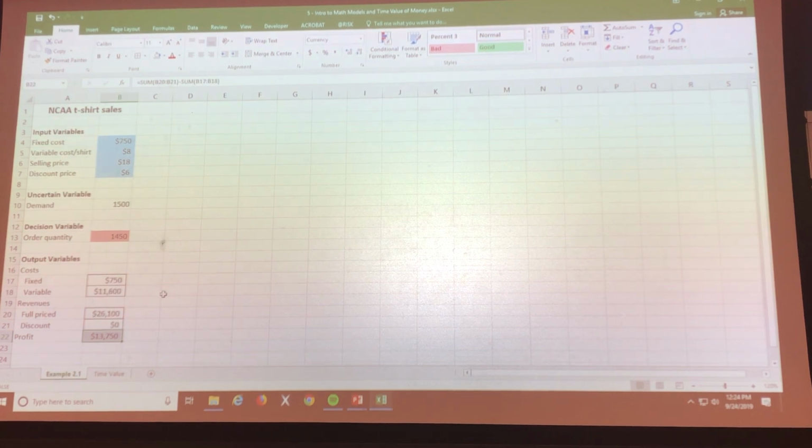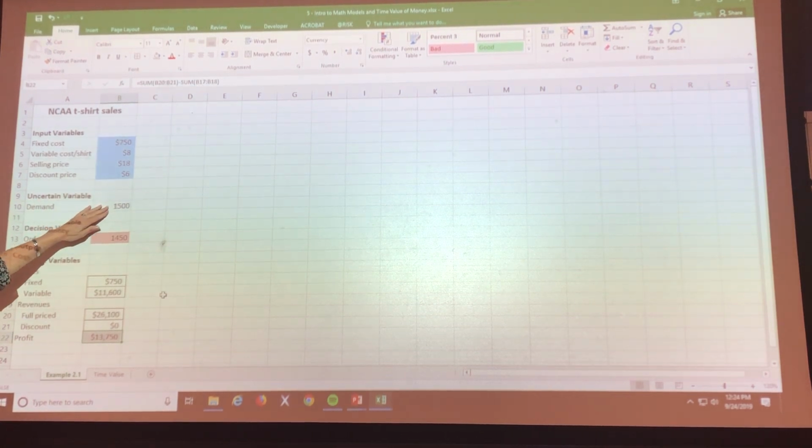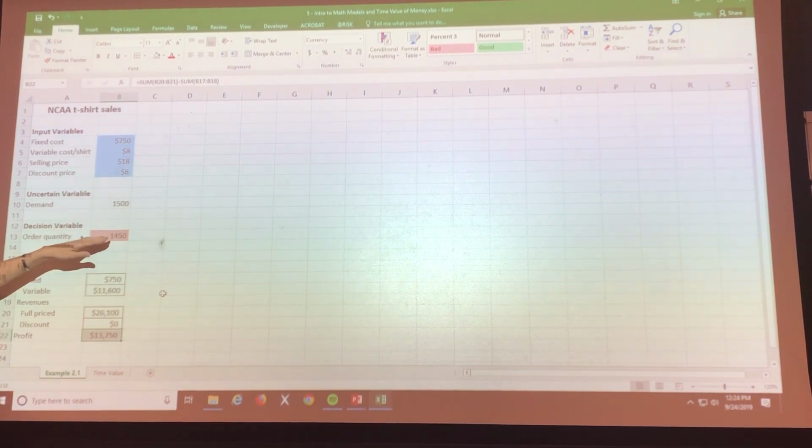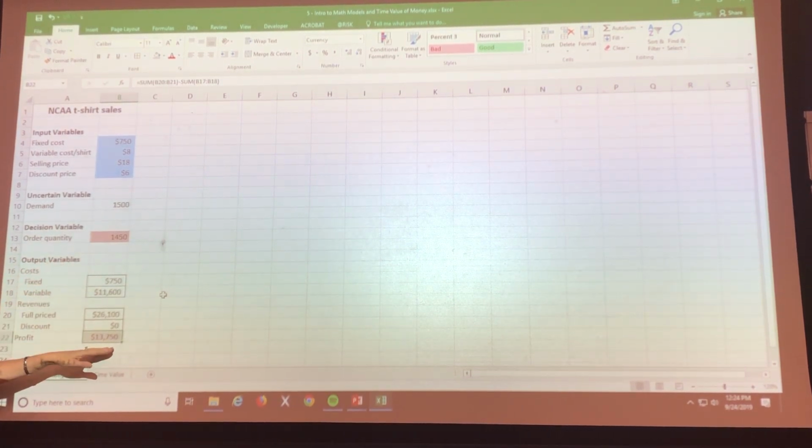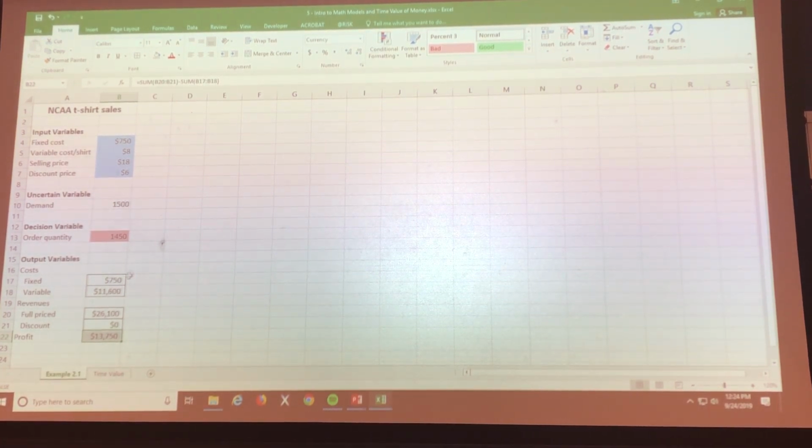So this is what this model has told us. Given all the things that we know, and if this turns out to be correct, and we chose to order 1,450 shirts, we're going to have a profit of 13,750. If we felt really confident in our demand estimate and we decided to make this 1,500, we would have made another $500. We would have made 14,250. That would have been nice. We didn't lose money the other way, other than the lost opportunity money, what we could have had, but it's not what we chose.